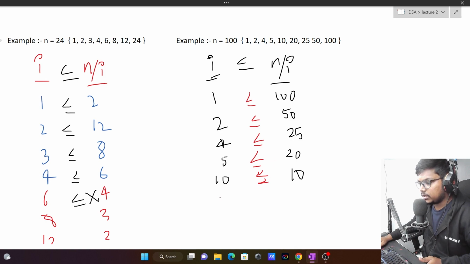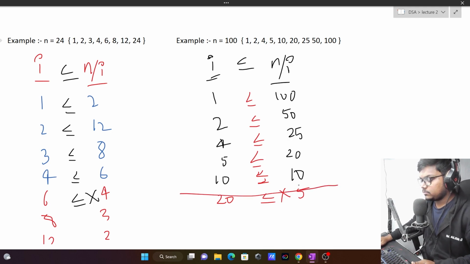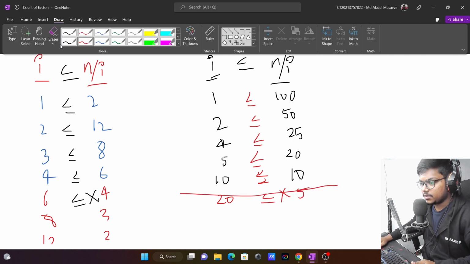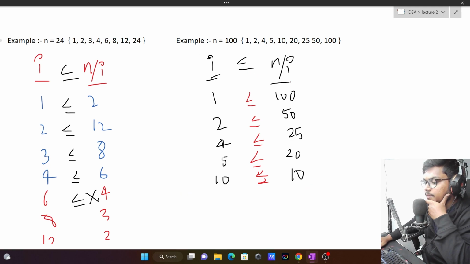But when we go deeper, when i is equal to 20, it is also a factor, right? Then n by i will be 5. But is the condition satisfied here, which is 20 less than or equal to 5? No, it is not satisfying. So basically we will take this out. Look over here.